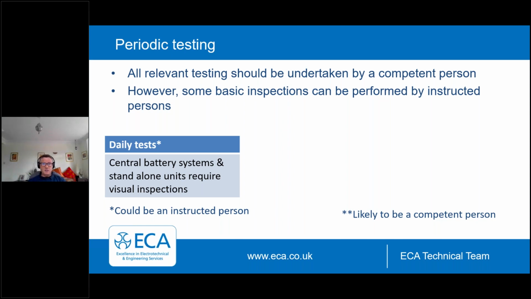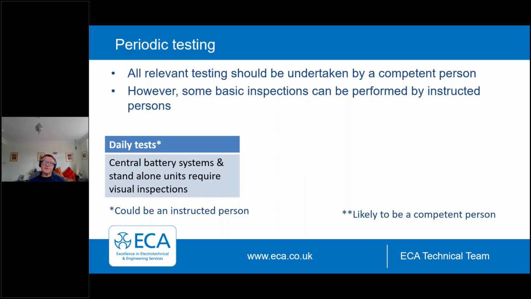But we know that. But what about emergency lighting on its own? Well, periodic testing, all relevant testing should be undertaken by a competent person. But this doesn't necessarily mean that they have to be a skilled person. For some, we could use an instructed person. If you've got a central battery system and they are instructed, you could get them to walk around to do visual inspections. When I say visual, you're looking for signs of damage, you're looking for the little LED indicator is operating, that sort of thing. Very basic, and you don't necessarily need to be a skilled person for that.